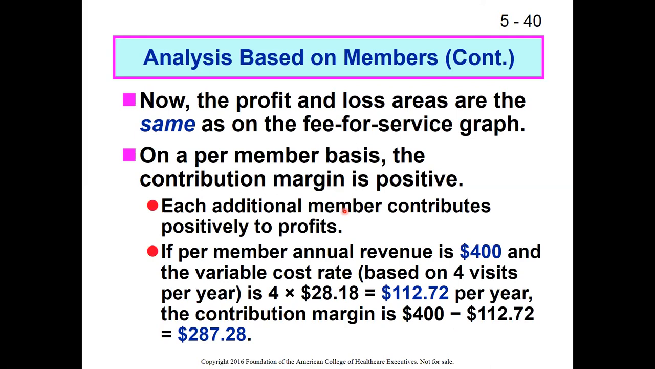So now the profit and loss areas are the same as on the fee-for-service graph, right? Here we have an example. If our per member annual revenue, our per member per year, is $400, and we see 4 visits a year on average, then our revenue per member is 400 and our variable cost per member is 112. So our contribution margin per member is 400 minus 112 or 287. So it's just another way of expressing it.